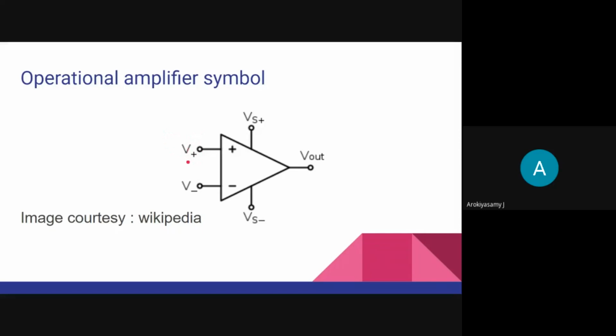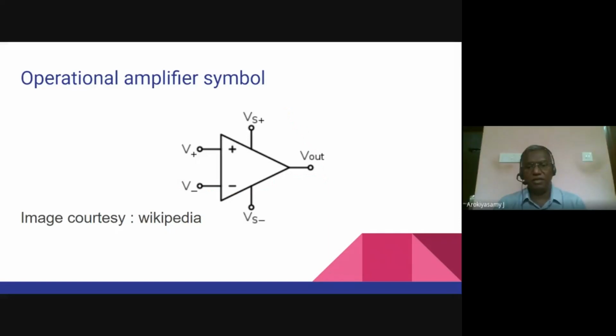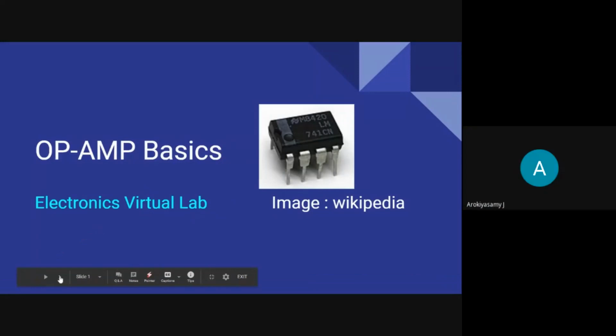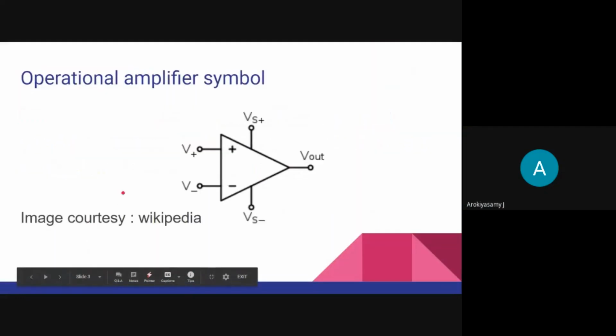All the Opamps have dual input. Dual means two. There are two inputs, non-inverting input and inverting input, and one output. Double-ended input, single-ended output. Let me proceed to the operational amplifier basics.